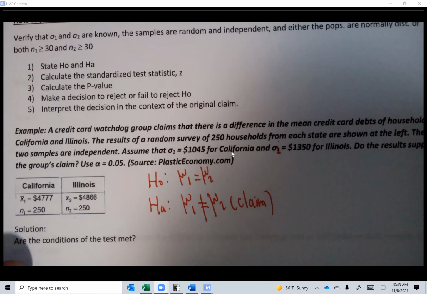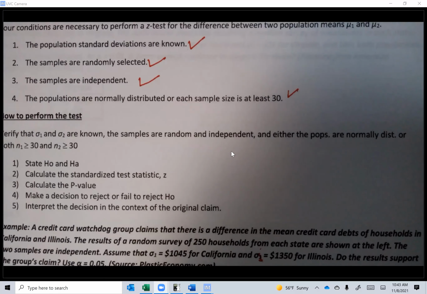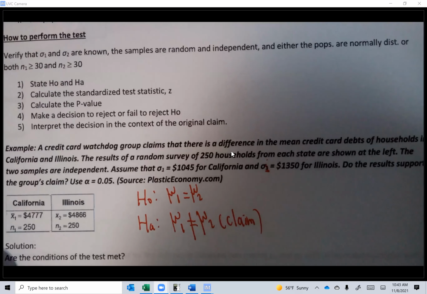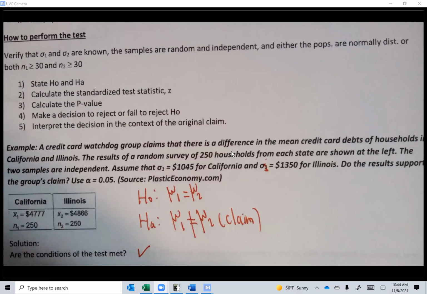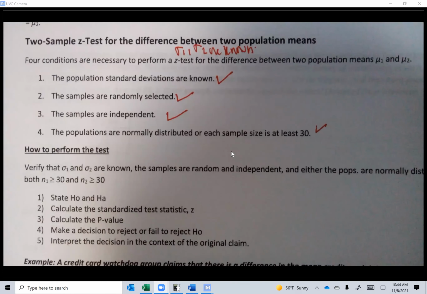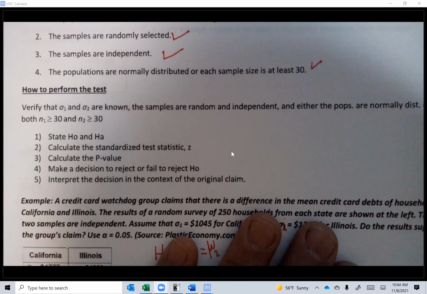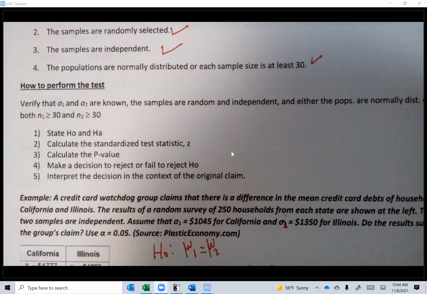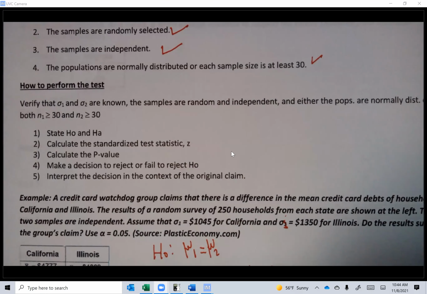Are the conditions of the test met? Let's check, guys. Number 1, population standard deviations are known. Yes, he says sigma 1 and sigma 2. So that's the first one. Let's see condition number 2. The samples are randomly selected. Do you see anywhere, guys, where it says the samples were random? Can a student tell me? Yeah, it does say the results of a random survey of 250. Thank you very much.